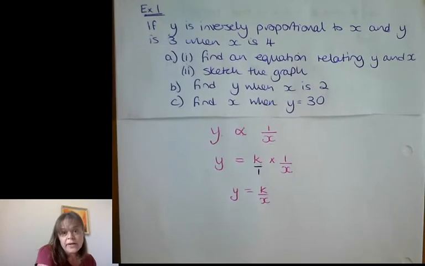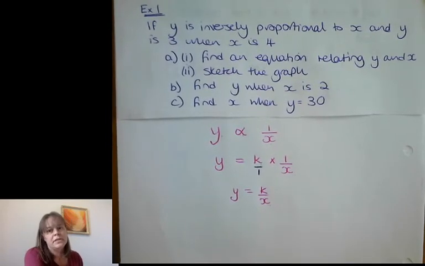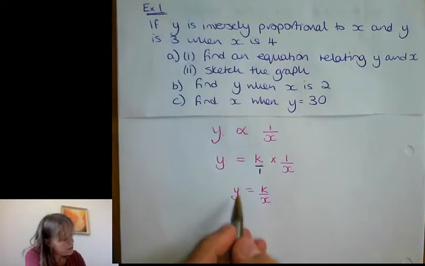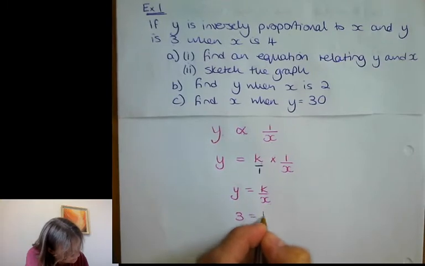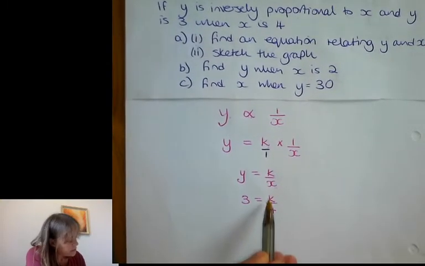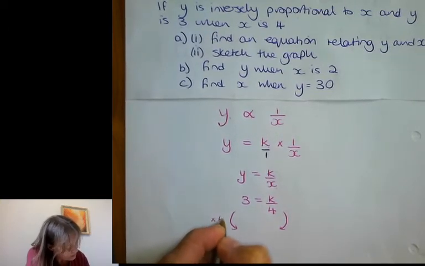Now, you know how it works from here on. Everything I'm going to do from here on inwards is very much the same as we've been doing before. So we find out the information in the question. Y is 3, x is 4. Put those in the right places. And we're going to rearrange to find k. Now this time I've got k divided by 4, so I need to get rid of the divide by 4. The opposite of dividing by 4 is to multiply.